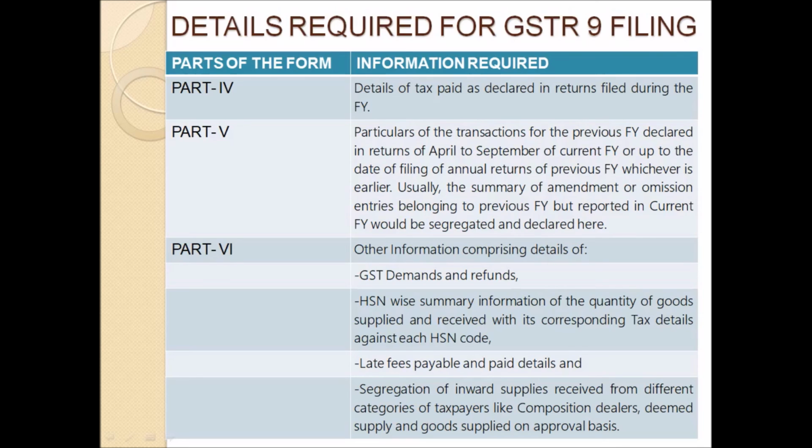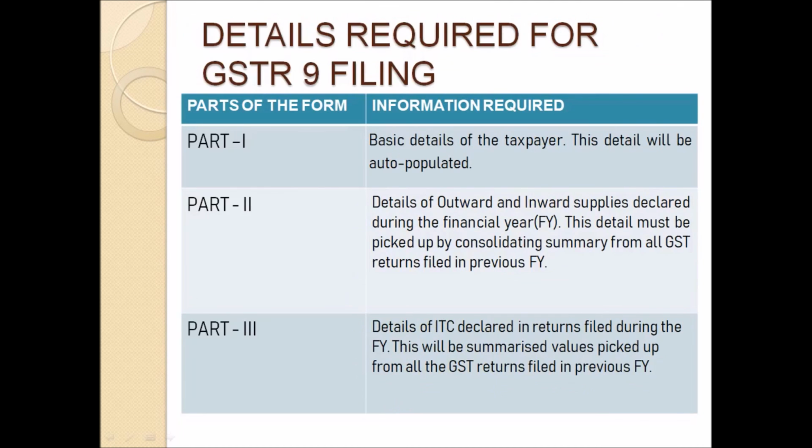Part 6 will contain other information like any GST demands which have been raised or any refund which you have got, the HSN-wise summary of information of the quantity of goods which have been supplied and received, late fees which are payable and which have been paid, and segregation of inward supplies which have been received from different categories of taxpayers, like if you have received inward supplies from composition dealers, deemed supply of goods, goods which have been supplied on approval basis, etc. All will be segregated in part 6. So these are the parts which have been provided regarding the GSTR-9 filing.